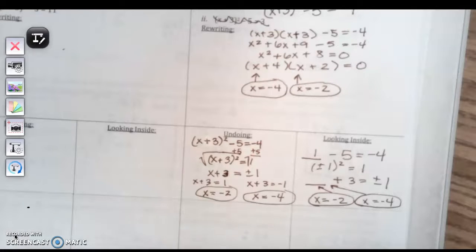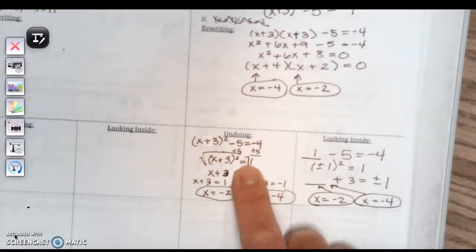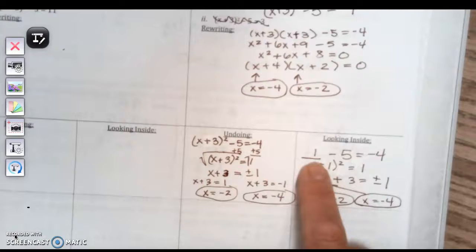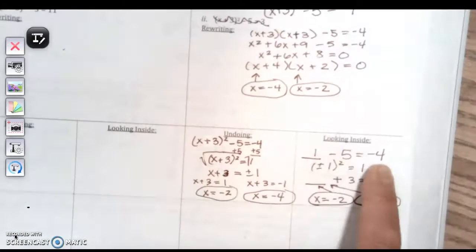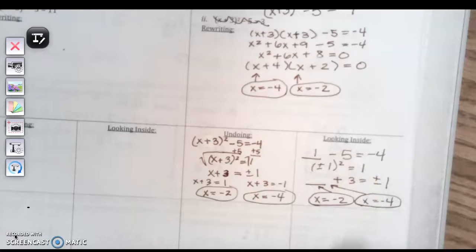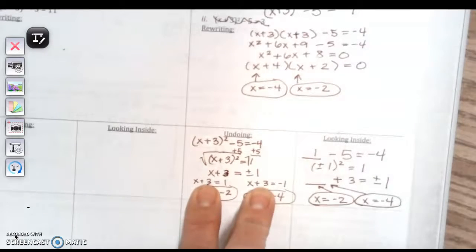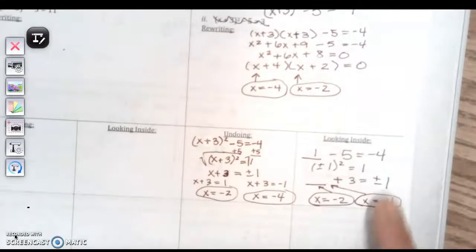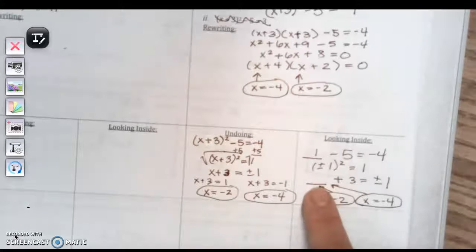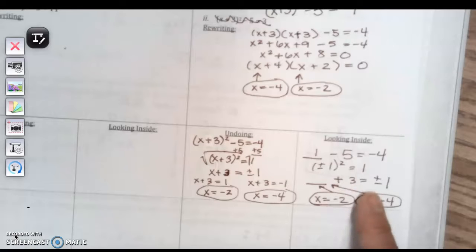Okay? So once we got this equation set equal to 1, if you add 5 to both sides, you get 1. So if we take the 1 and we subtract the 5 and set it equal to negative 4, we're going to have plus or minus 1 squared equals 1. So what number plus 3, which is basically what we did here, is going to be equal to plus and minus 1. So if we took negative 2 plus 3, we'd get positive 1. And if we took negative 4 plus 3, it equals negative 1.